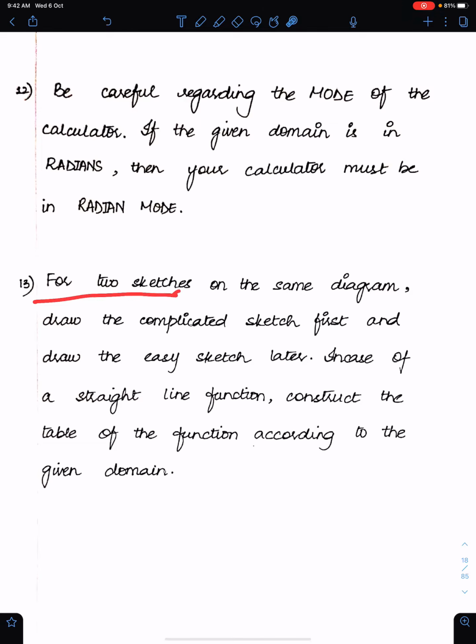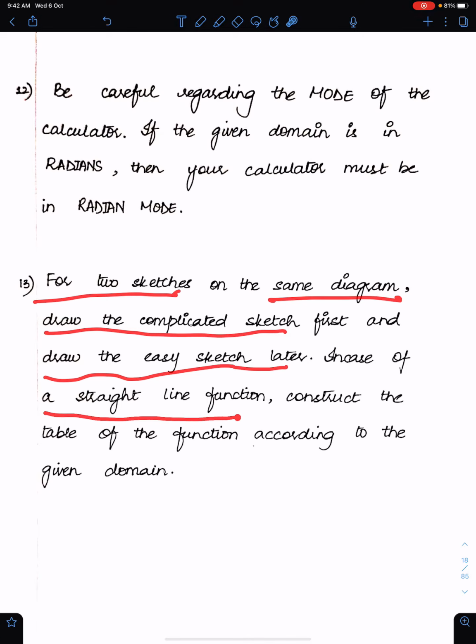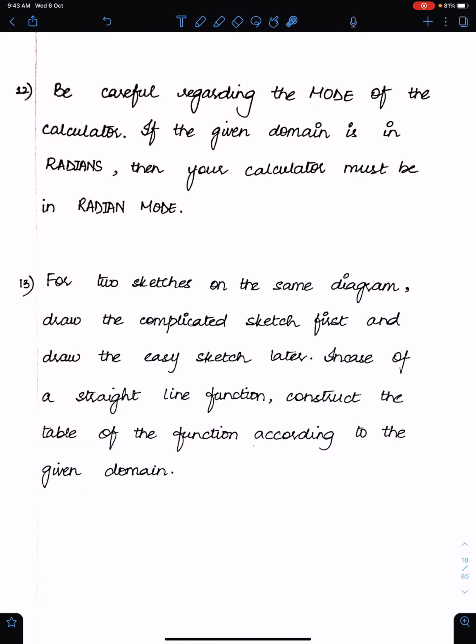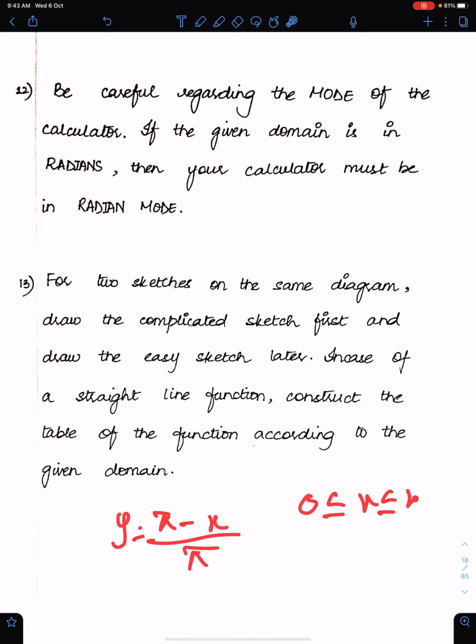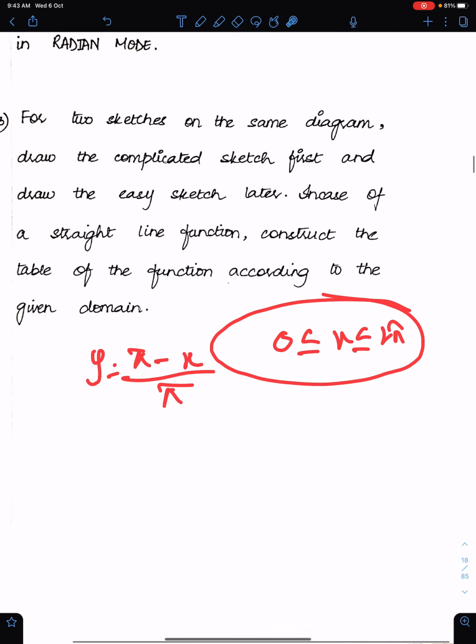For two sketches on the same diagram, draw the complicated sketch first and then draw the easy sketch later. In case of a straight line function, construct the table of the function according to the given domain. For example, if we have this line, and if this is the domain, then we have to make a table.